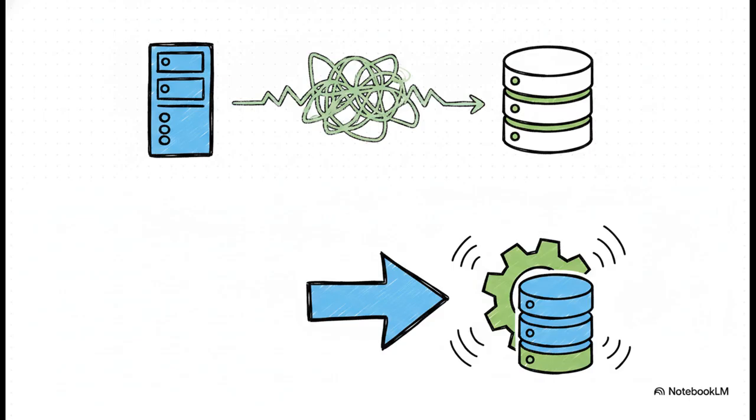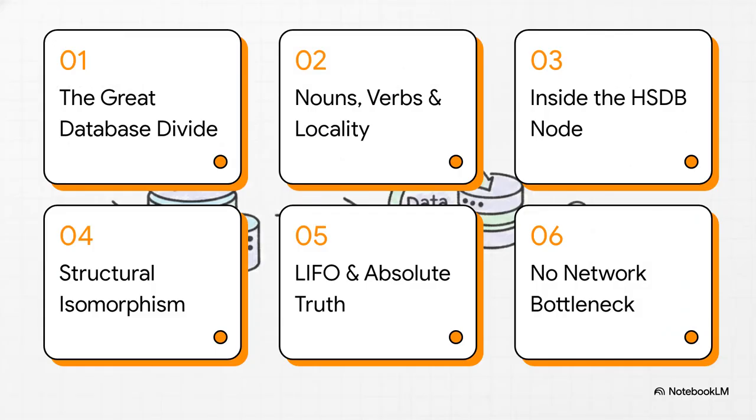Well, HSDB flips the script entirely by achieving total coupling. The logic and the data actually reside together in one single kernel. So, here is our roadmap for the explainer today. We're going to start with the great database divide. Then we'll hit nouns, verbs, and locality. Next up, we'll peek inside an HSDB node before unpacking the concept of structural isomorphism. Then we'll see how LIFO guarantees absolute truth. And finally, we'll wrap up with how this completely eliminates the network bottleneck.